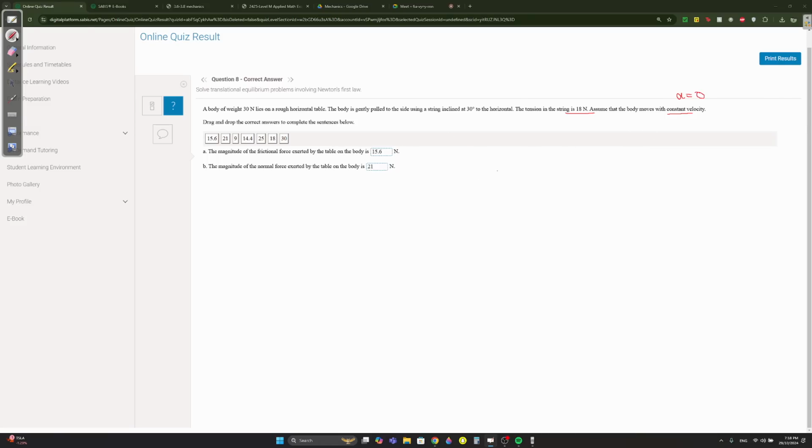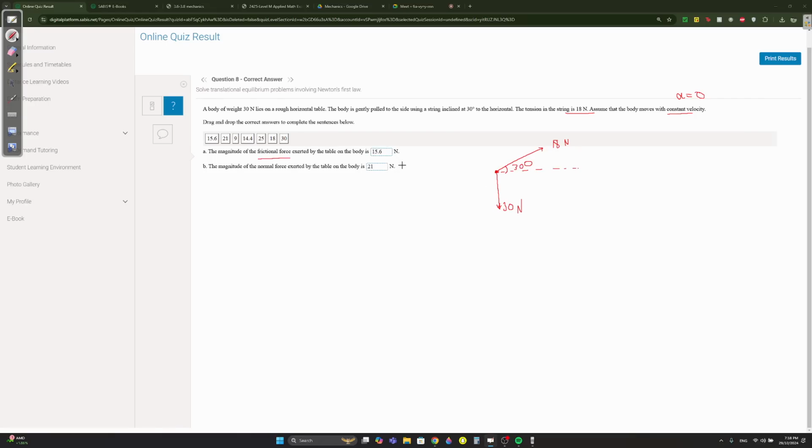Again, let's draw the free body diagram. Its weight is 30 newtons. So weight, let's just put 30. The body is gently pulled to the side using a string inclined at 30 degrees. So the string, the force like this, 18 newtons. And how much is it? 30 degrees.